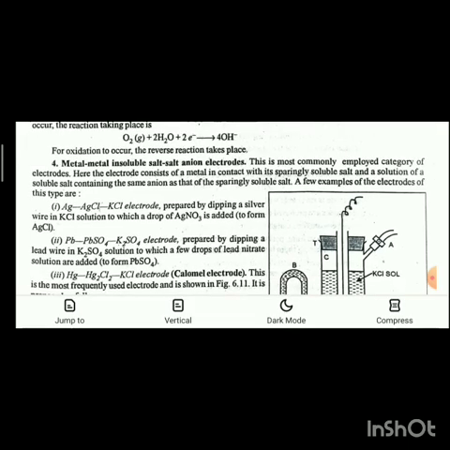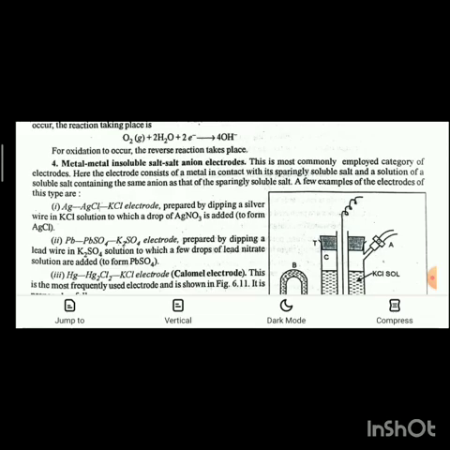Number 4. Metal insoluble salt anion electrode. This is the most commonly employed category of electrodes. Here the electrode consists of a metal in contact with its sparingly soluble salt and a solution of a soluble salt containing the same anion as that of the sparingly soluble salt.